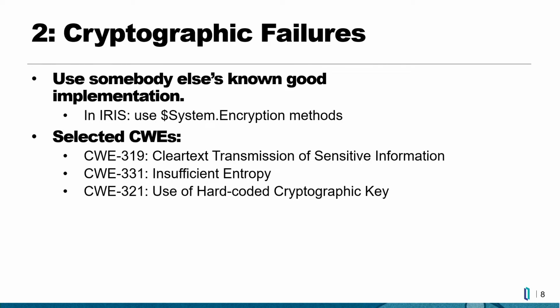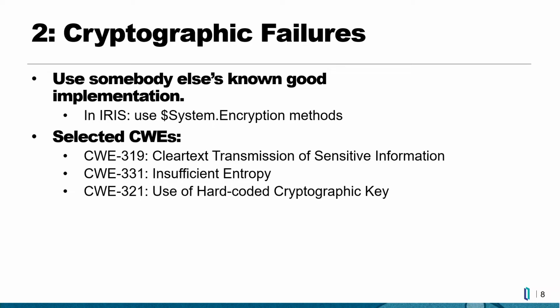All right, number 2, cryptographic failures. The most important thing to remember when working with crypto is to always use somebody else's well-tested implementation rather than inventing your own. And in the case of IRIS, this means use the $system.Encryption methods. Several CWEs fall under this category, and we will discuss a few of them here.